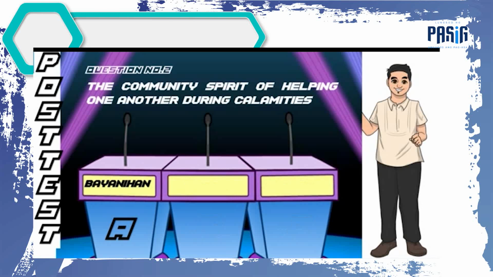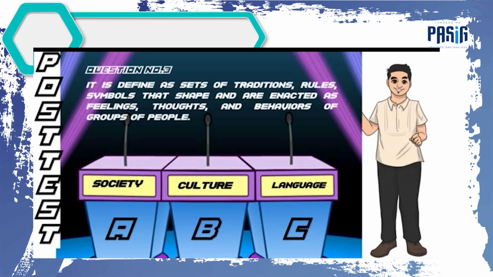Let us now proceed to the third question. It is defined as a set of traditions, rules, symbols that shape and are enacted as feelings, thoughts, and behaviors of groups of people. The choices are A. Society, B. Culture, C. Language. The correct answer is letter B. Culture.